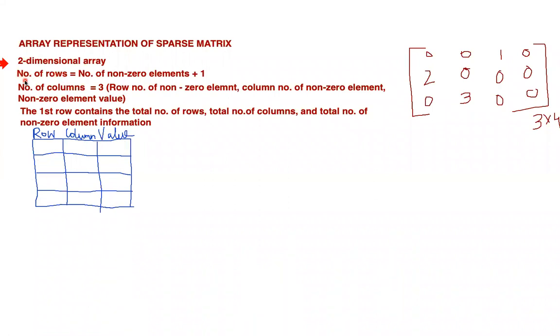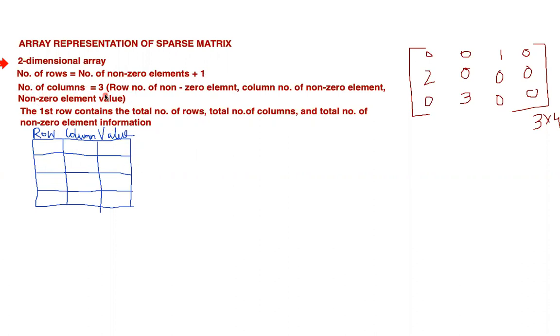Next, the number of rows in this 2-dimensional array will be the number of non-zero elements plus 1. Because the number of non-zero elements in a sparse matrix are limited, so it will be the number of non-zero elements plus 1. Why 1? We will come to it after a certain point of time.